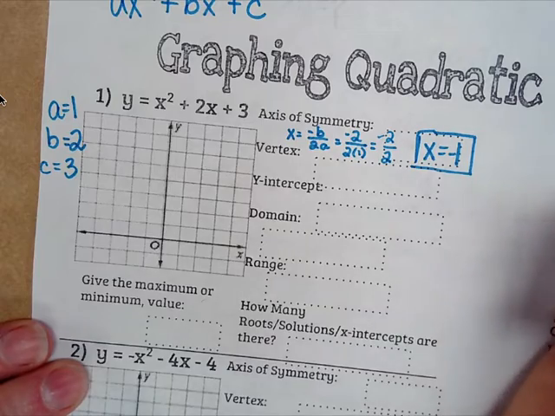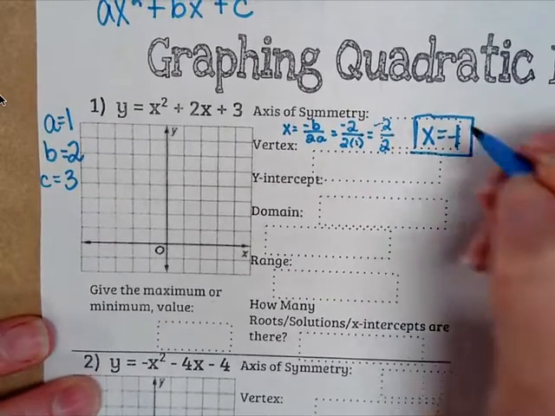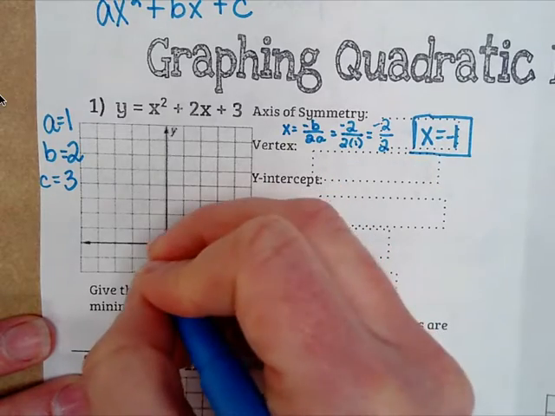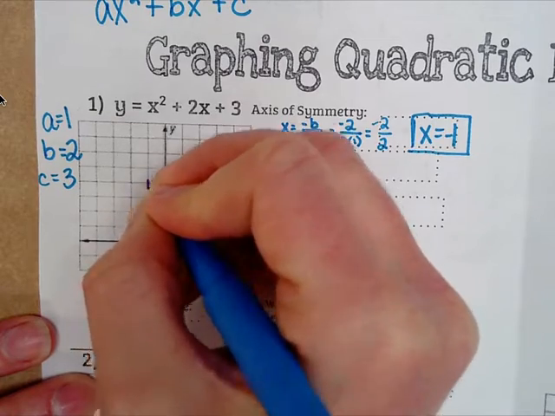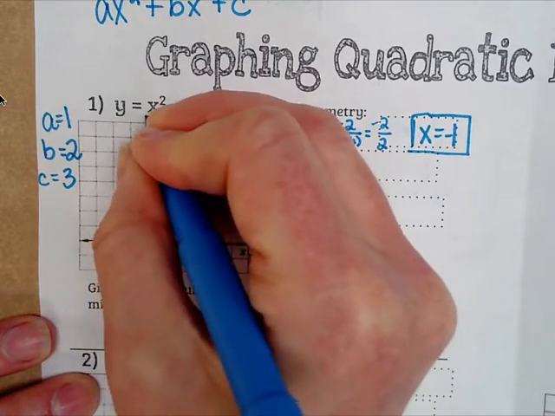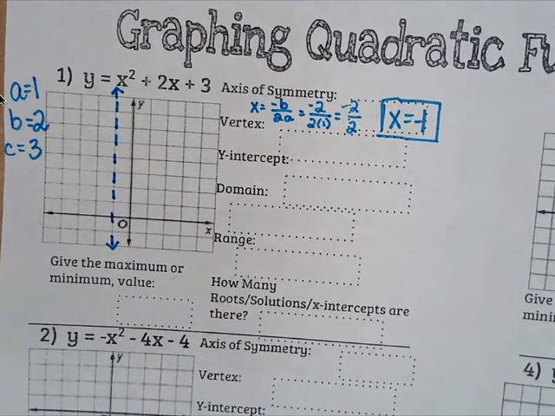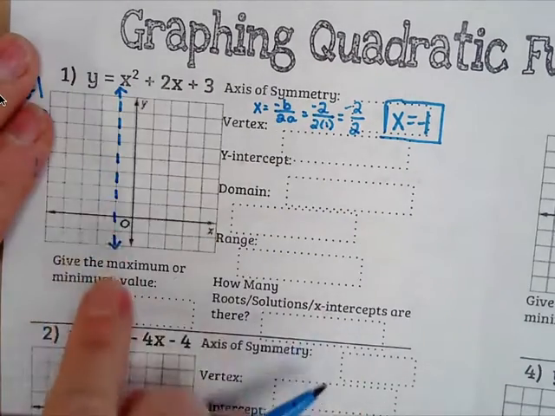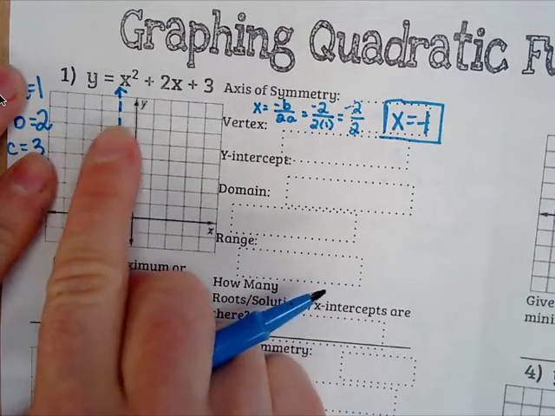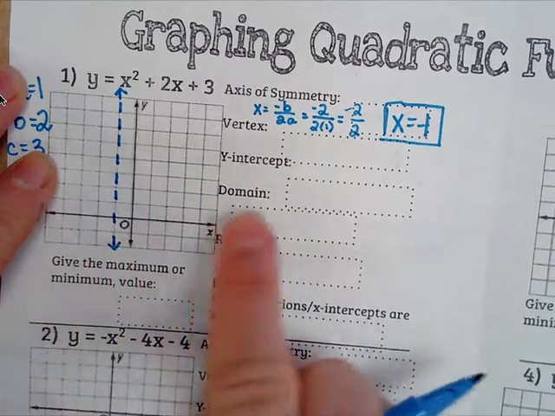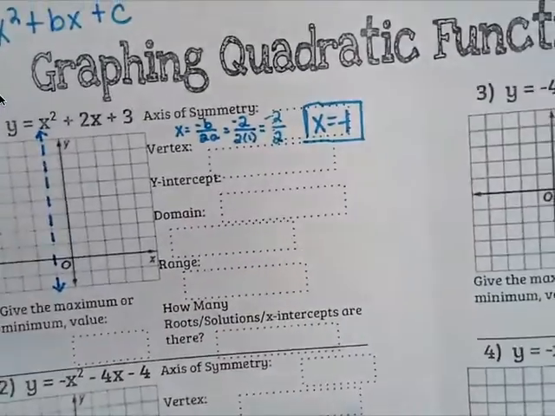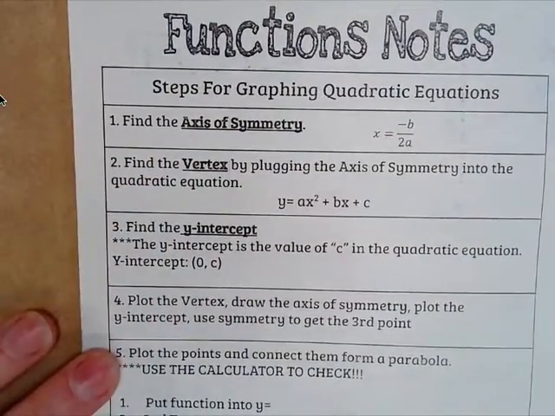Once you get that, go ahead and draw your axis of symmetry, a dotted line where x is at negative 1. So we know that on that axis of symmetry, whatever's on this side will be also symmetrical and be on that side. This is our line of symmetry. All right, the next thing is the vertex. So let's look at number 2.